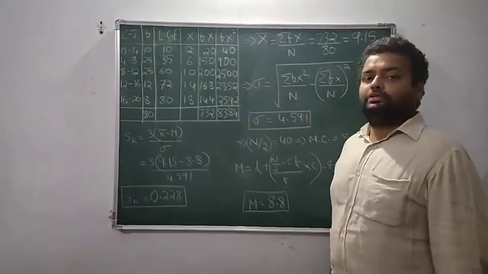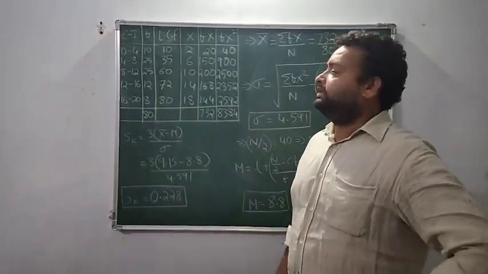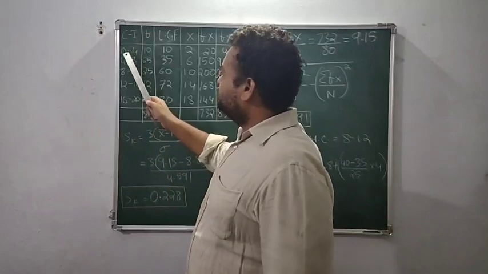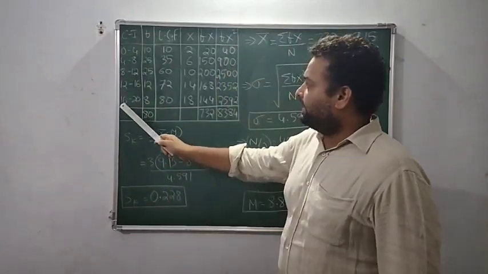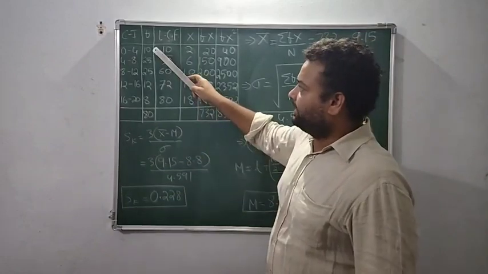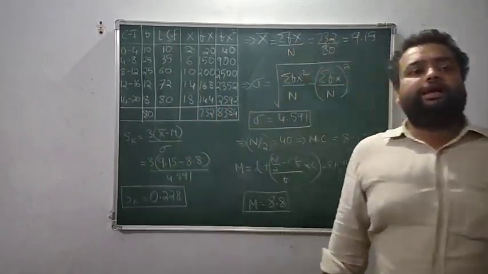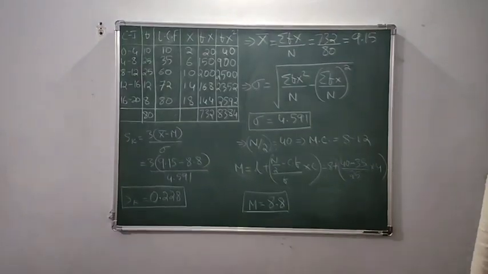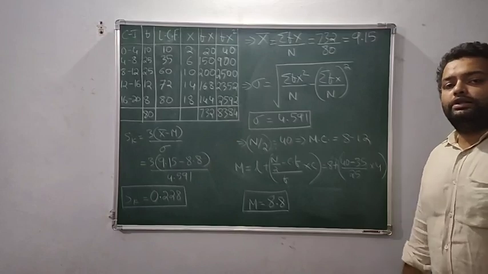Okay, so let us look at another example of a continuous distribution. The class intervals are 0 to 4, 4 to 8, 8 to 12, 12 to 16 and 16 to 20. The frequencies are 10, 25, again 25, 12, 8. So again we have to check whether the given distribution is unimodal or not.